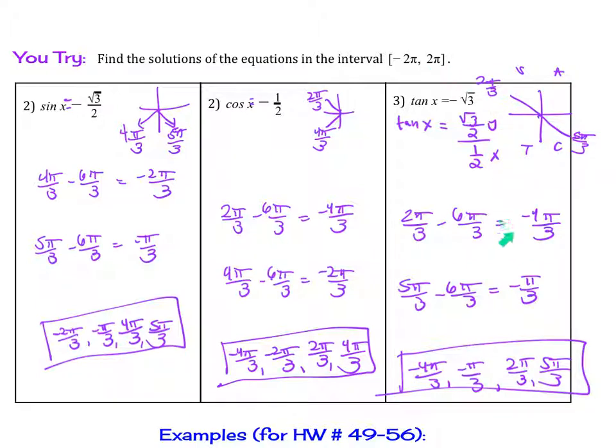Then, of course, we need to find between negative 2 pi and 0. So subtract 2 pi from each of these. Your answers are negative 4 pi over 3, negative pi over 3, and then 2 pi over 3 and 5 pi over 3.